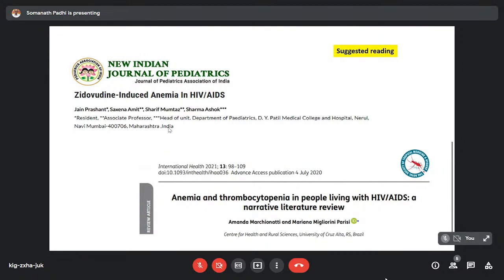And also this is in the 2021 recent publication in the International Health, that anemia and thrombocytopenia in people living with HIV AIDS, a narrative literature review. So at the outset, we all must understand that patients of HIV AIDS must never be discriminated while evaluating them for any sort of evaluation, be it diagnostic approaches. While we must follow strict universal precautions while carrying out any hematological or any other lab related test, including invasive procedures like bone marrow, we need to be very careful.